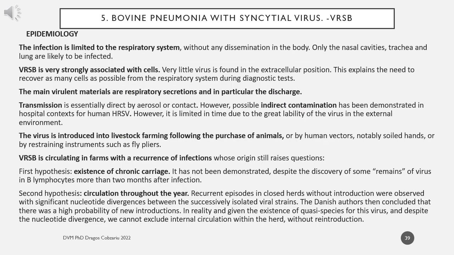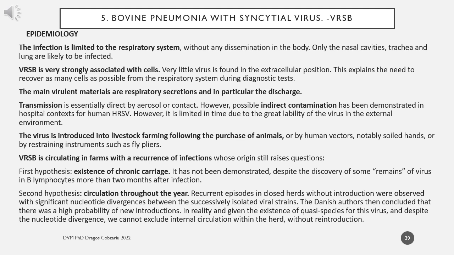Pathogenesis. The infection is limited to the respiratory system, without any dissemination in the body. Only the nasal cavities, trachea and lung are likely to be infected. VRSB is very strongly associated with cells. Very little virus is found in the extracellular position. This explains the need to recover as many cells as possible from the respiratory system during diagnostic tests. The main virulent materials are respiratory secretions and in particular the discharge.